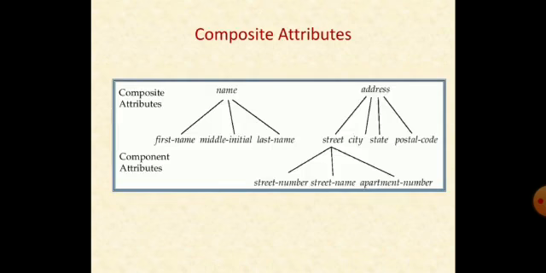So this is the diagram for composite attributes. Name: first name, middle name, last name. Address: street, city, state, postal code. Again the street is divided into various subparts: street number, street name, apartment number. So these are all the various different types of attributes.